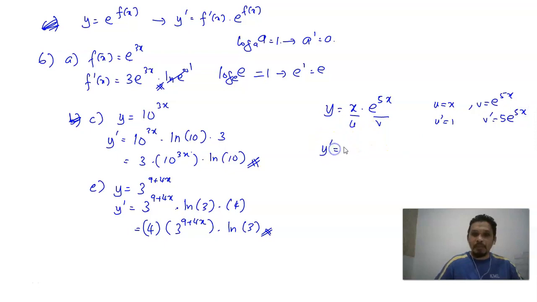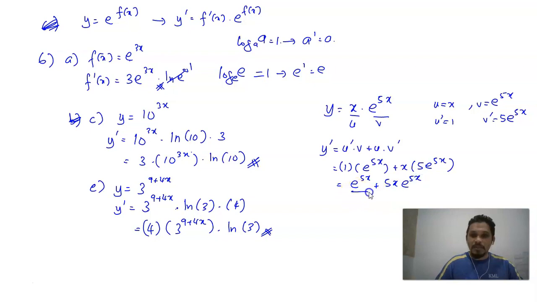Then y prime equal to u prime dot v plus u dot v prime. So u prime equal to 1 multiplied by v, e to the power of 5x, plus u, which is x, multiplied by v prime, equal to 5e to the power of 5x. We simplify this: e to the power of 5x plus 5x e to the power of 5x. Look at this one now. It has the same term, so we can factorize this: e to the power of 5x times (1 plus 5x). There you go.